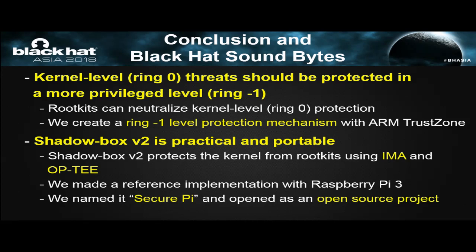Second, Shadowbox version 2 is practical and portable. Shadowbox version 2 protects the kernel from rootkits using IMA and OPT. And we made a reference implementation with Raspberry Pi 3. We named it Secure Pi and opened it as an open source project. So if you have any idea or bug report, please send it to us.